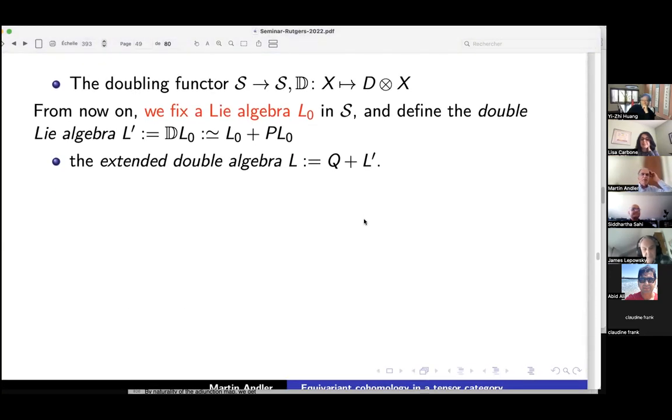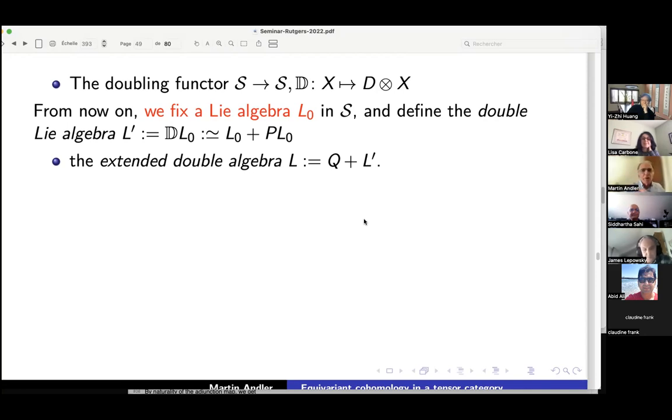And now we can consider the extended double Lie algebra. Martin, maybe we should point out that this is just a change of ring functor. S of P is a commutative ring. So you have a Lie algebra, and then you tensor it with the ring, you get another Lie algebra. Yeah, exactly, it's a change of scalars. I mean, D is a change of scalars.